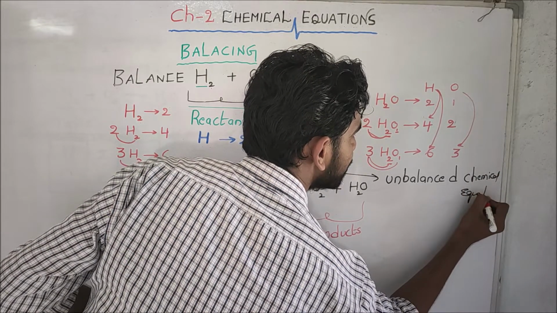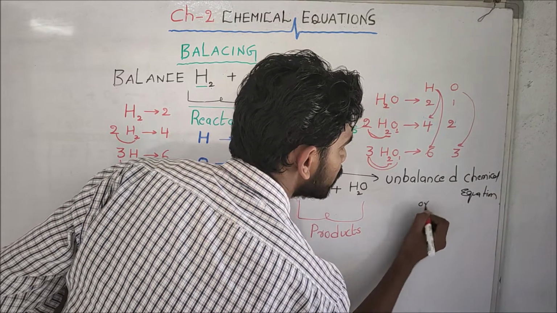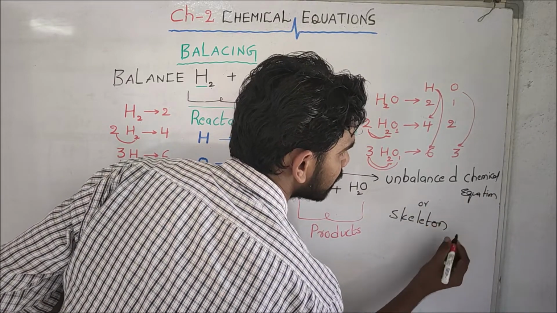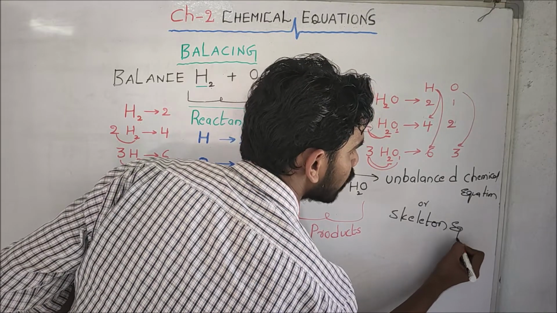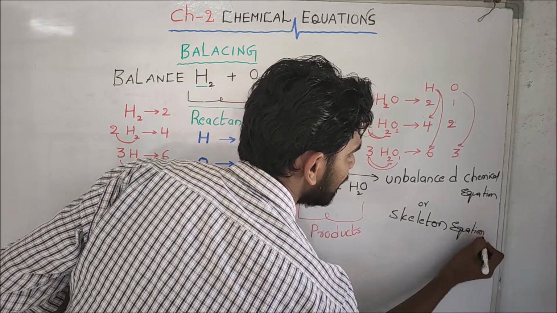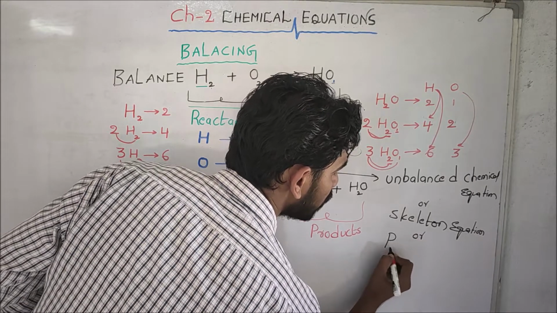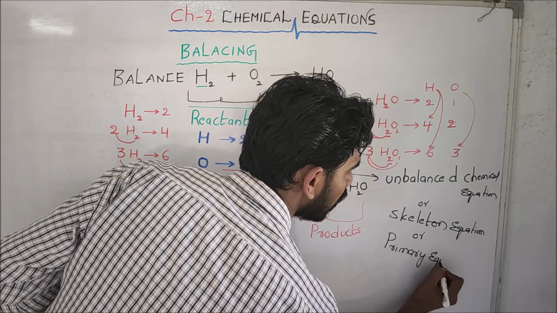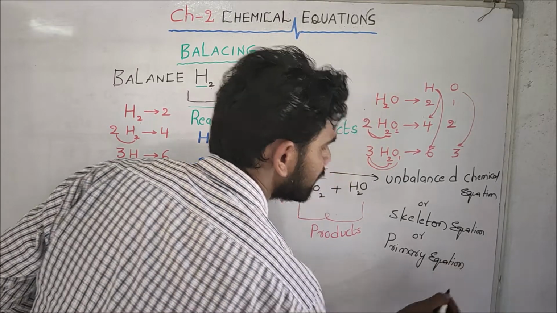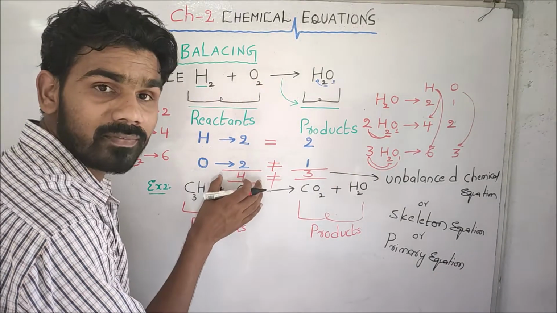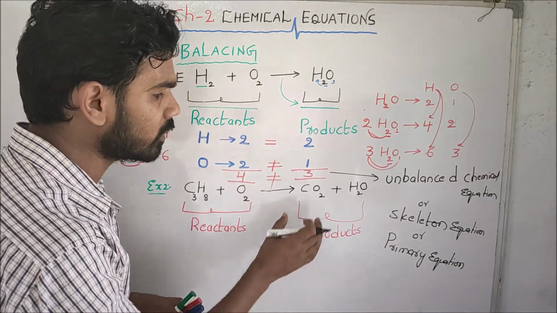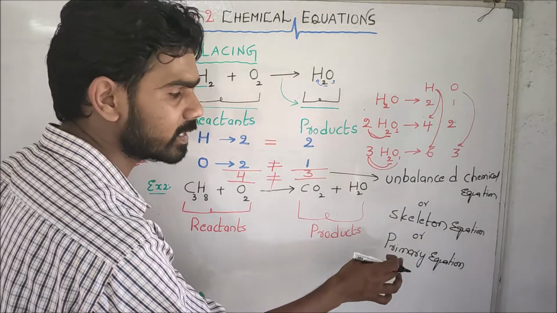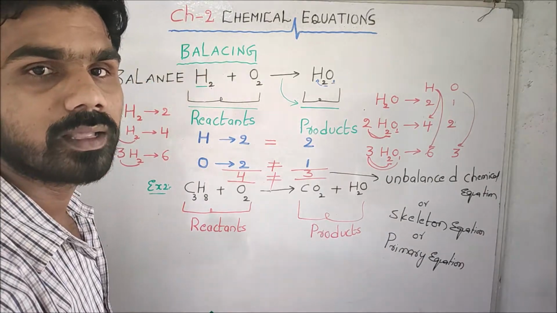Unbalanced chemical equations are also called skeleton equations. They are also called primary equations. Three names. The number of atoms on the reactant side is not equal to the number of atoms on the product side: unbalanced chemical equation, skeleton equation, primary equation.